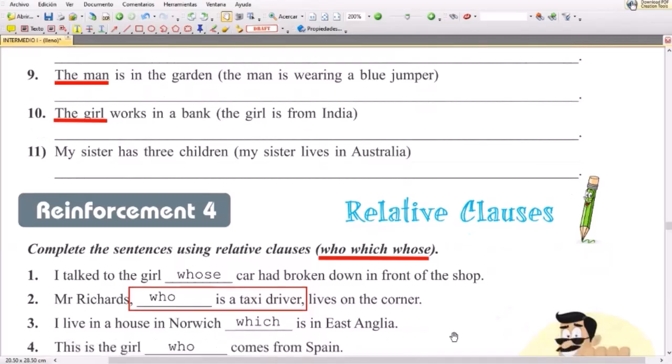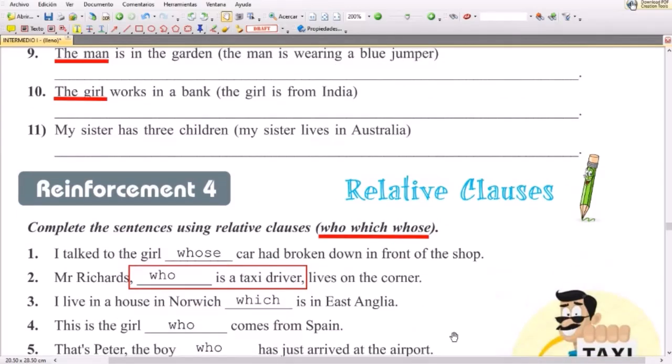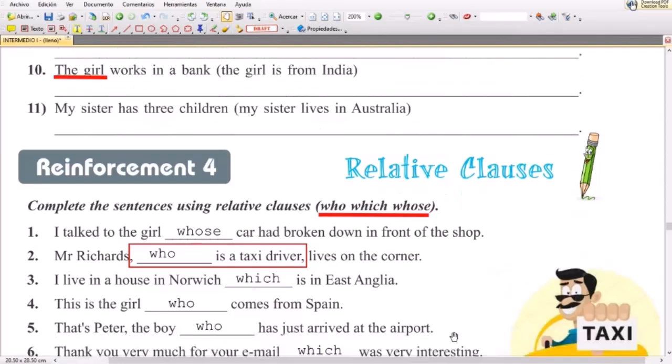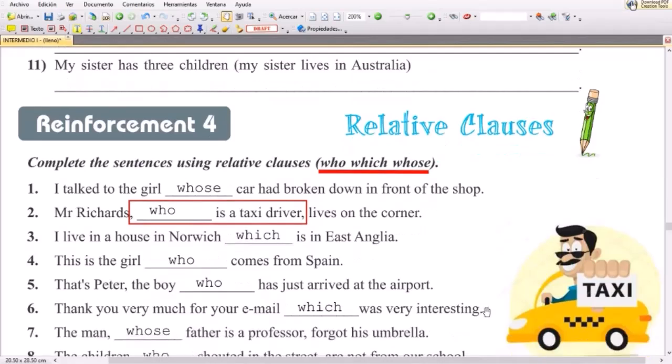This is a girl who comes from Spain. That's Peter, the boy who has just arrived at the airport. Number 6. Thank you very much for your email, which was very interesting. Number 7. The man whose father is a professor forgot his umbrella.